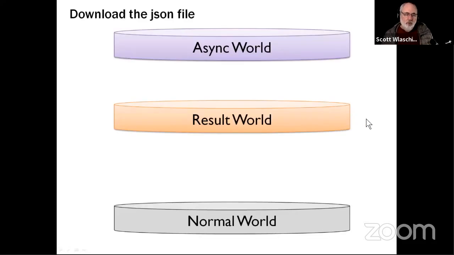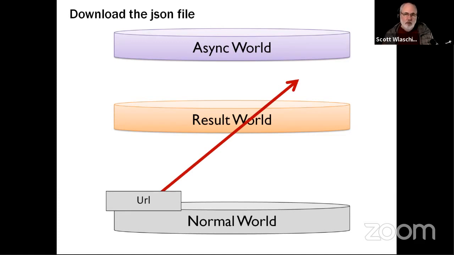So when we download the JSON file, we're going to start with a URL. That's just a string. So that's in normal world. But the output of that function that downloads the URL is going to be an async result. It's going to be a task, because it's going to be a background task, and it might not work. So it's going to be either successful or it's going to have a failure. So that's what I call the result type. So it's async and it's a result. So it's not a normal thing at all. It's this special async result thing.